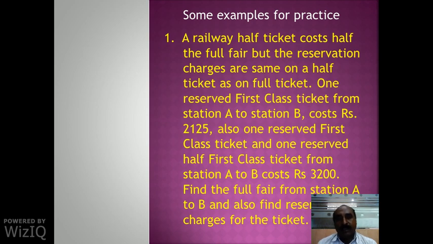Now for the second condition, one passenger reserved a first class ticket and again one reserved a half first class ticket from A to B. In the second condition, for the first class ticket the full fare charge is x, but that is also reserved, so x plus y. Again, one reserved a half first class ticket, that means the half fare of that is x by 2, but that is also a reservation ticket, hence x by 2 plus y. So x plus y plus x by 2 plus y is equal to 3200.